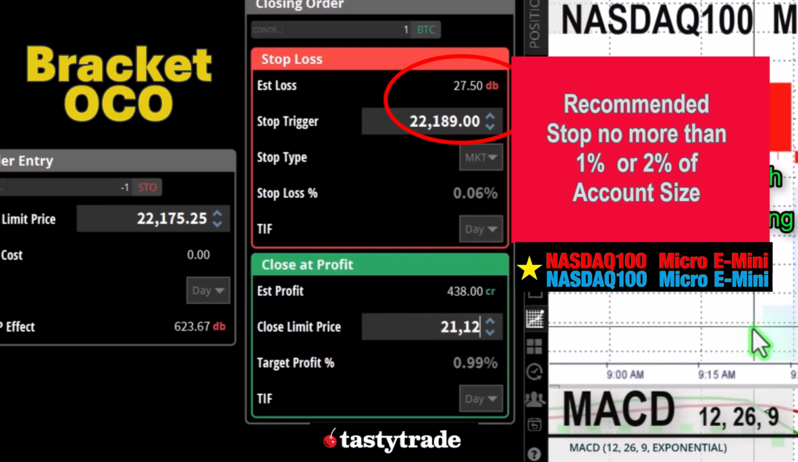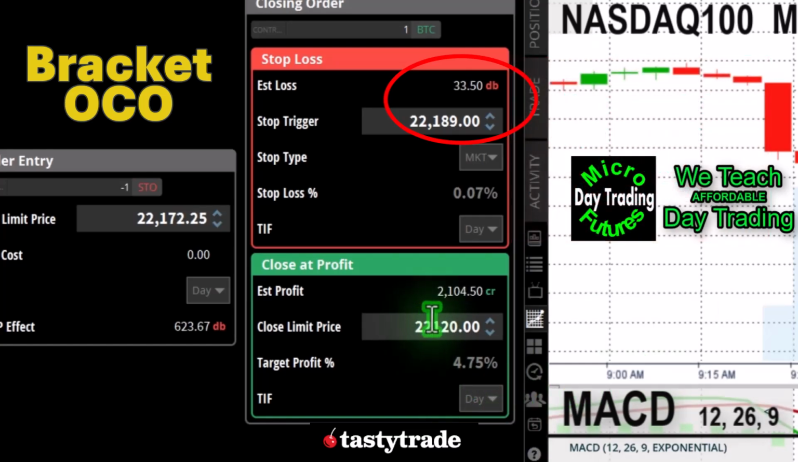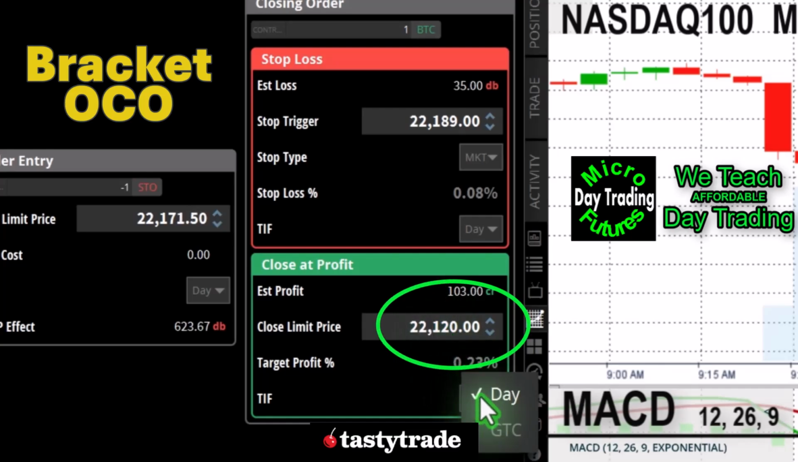And you can see there's a built-in calculator there. You just put in the points and it figures the dollar amount. And you can see down there I'm having to do some editing. My target price on this is $22,120. So that's a target of about $100.